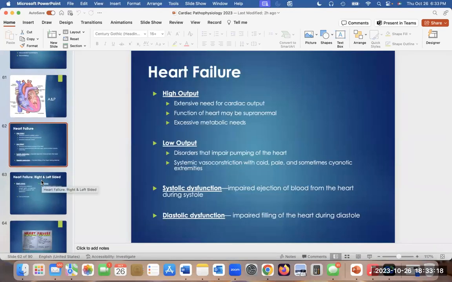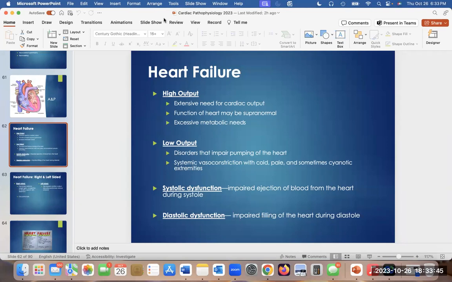So heart failure can cause a high output, where it could be so much that it's really trying to compensate by sending out the blood. It could have a low output, meaning it's not really able to pump it out. So we're getting that vasoconstriction, that paleness, because it's not enough blood flow, and they might get that cyanosis, those blue fingernails, toes, lips. Different things can be causes.